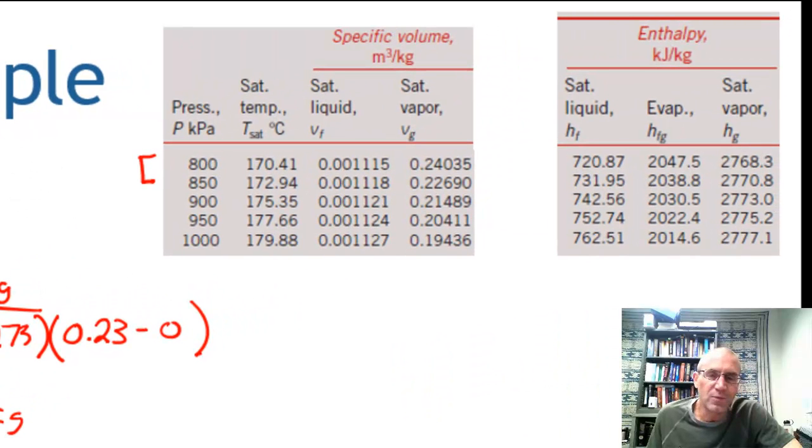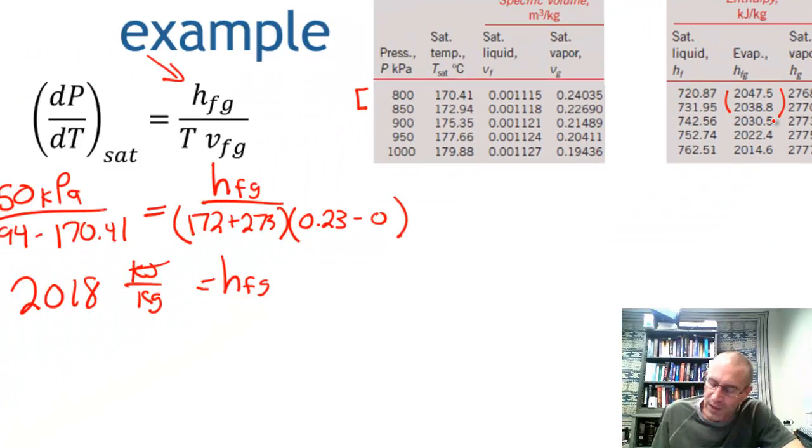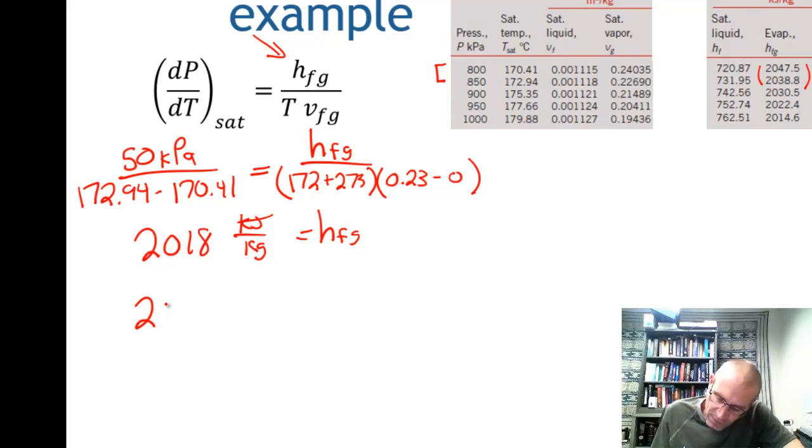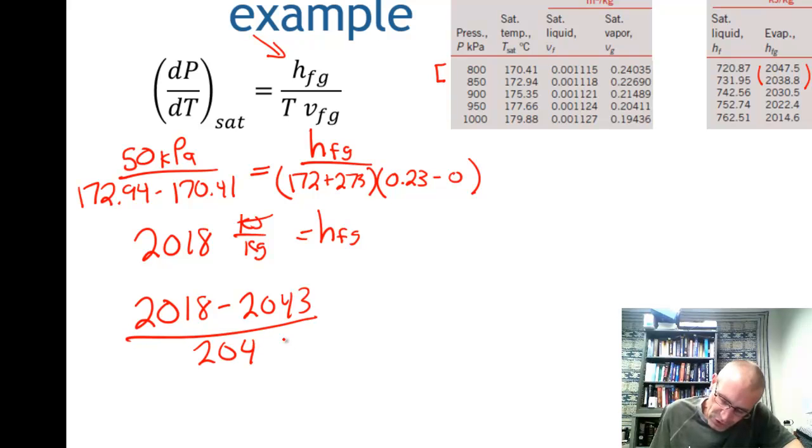Our table also has the actual value. If we look up here, these are my hfg values, and it should have been somewhere between 2039 and 2048, so something like 2043. Let's see what my error is. I got 2018, and it should have been about 2043. Normalize that by what it should have been, which is 2043, and that is about 0.012.